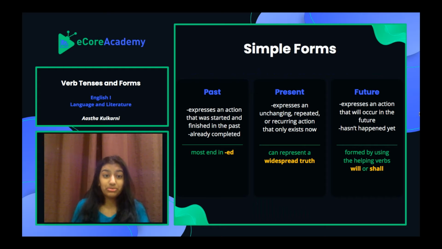First we have the simple forms. I'm pretty sure mostly everyone knows these if they are taking some sort of English course. The most basic ones are past, present, and future. Past expresses an action that was started and finished in the past. The key is that the action has already been completed. If the action is still happening, then it is not past. It has to be a completed action. And again, most of these past forms end in ed.